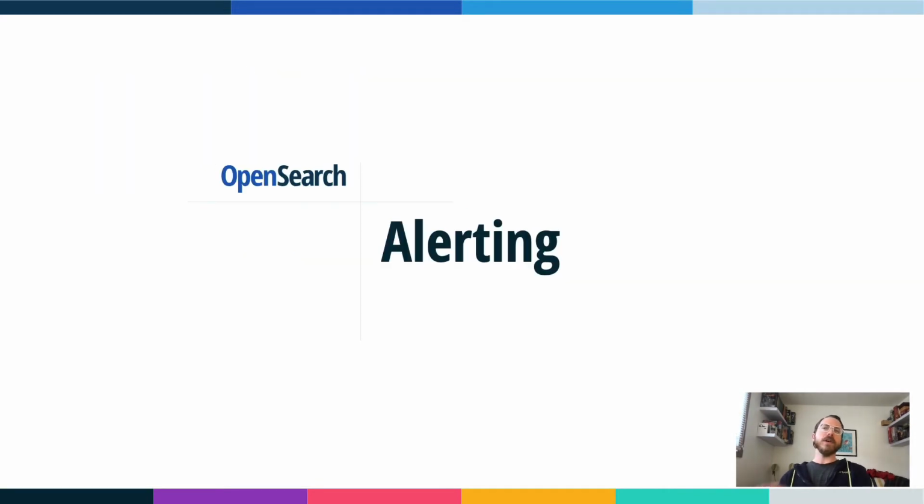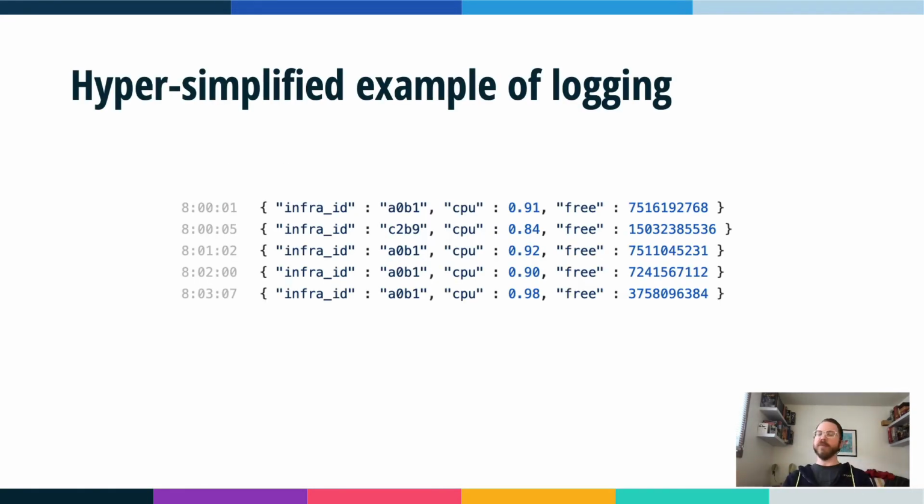So now let's talk a little bit about the meat and potatoes of this particular presentation, and that's alerting. Now, before we go into alerting, let's talk a little bit about what logging is. I have a super simplified version of logging here. A couple things I want to point out. In the leftmost column, you have the time, and that's of course linear. As we go down, it goes further in time.